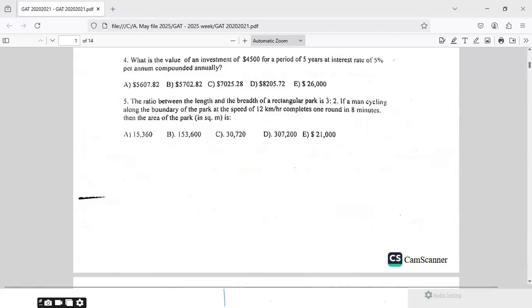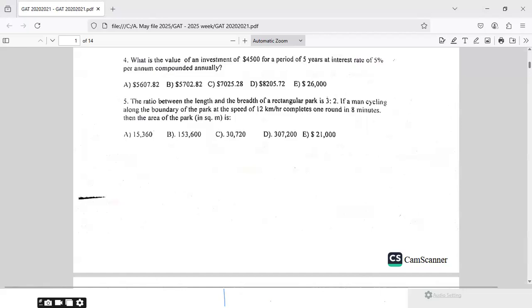Okay, thank you. Okay, let's get some ideas on question 5. Now on 5, they're telling us that the ratio between length and breadth of a rectangular park is 3 to 2. 3 to 2.